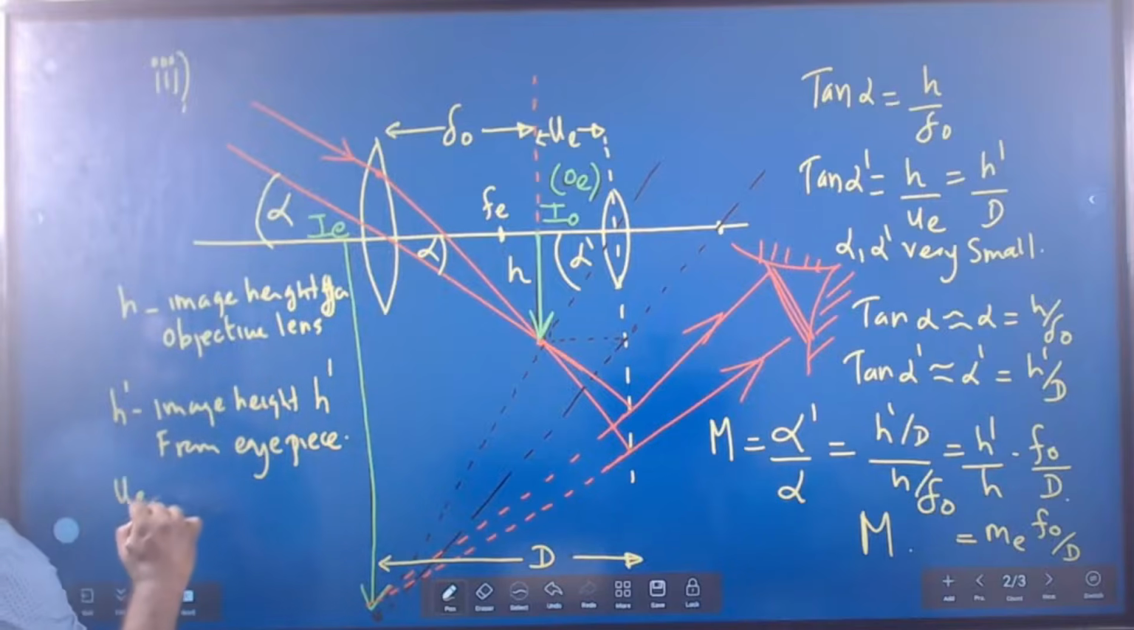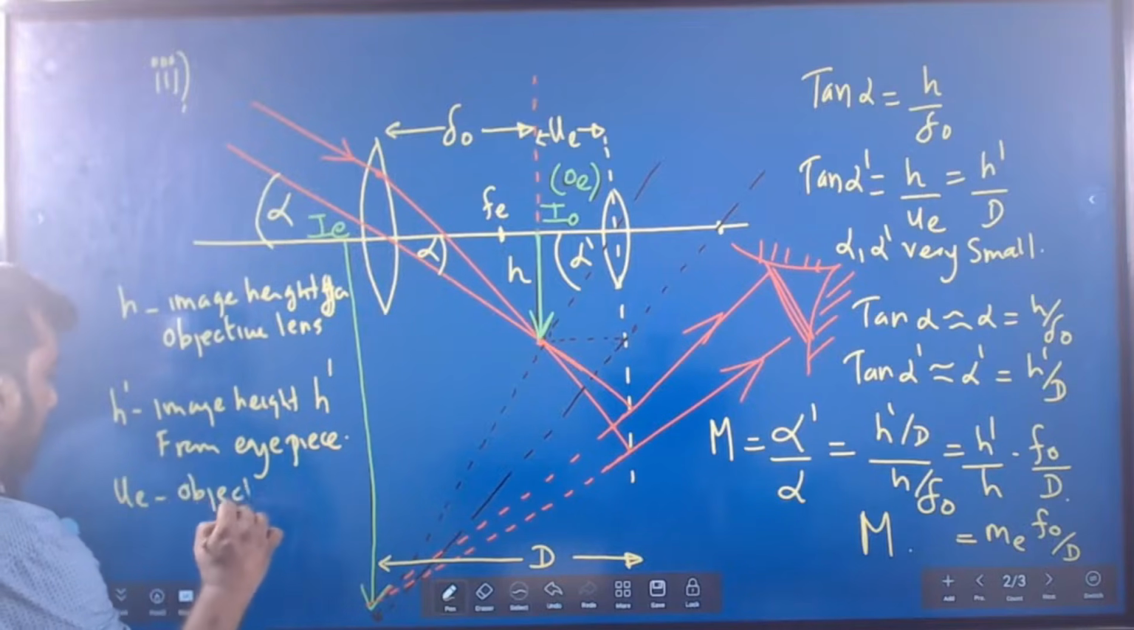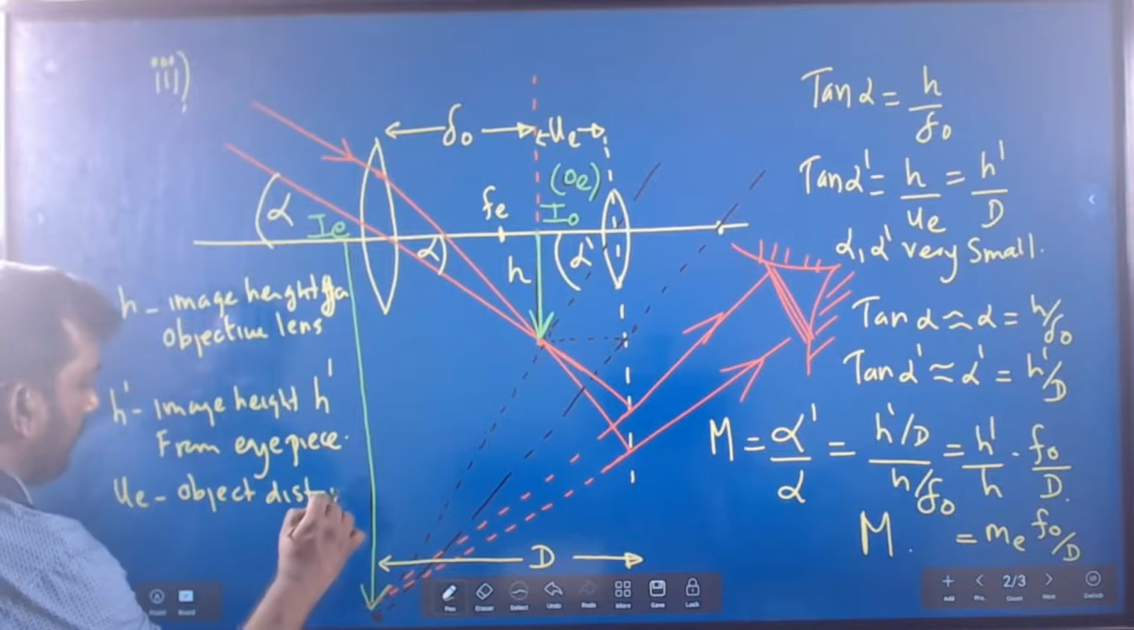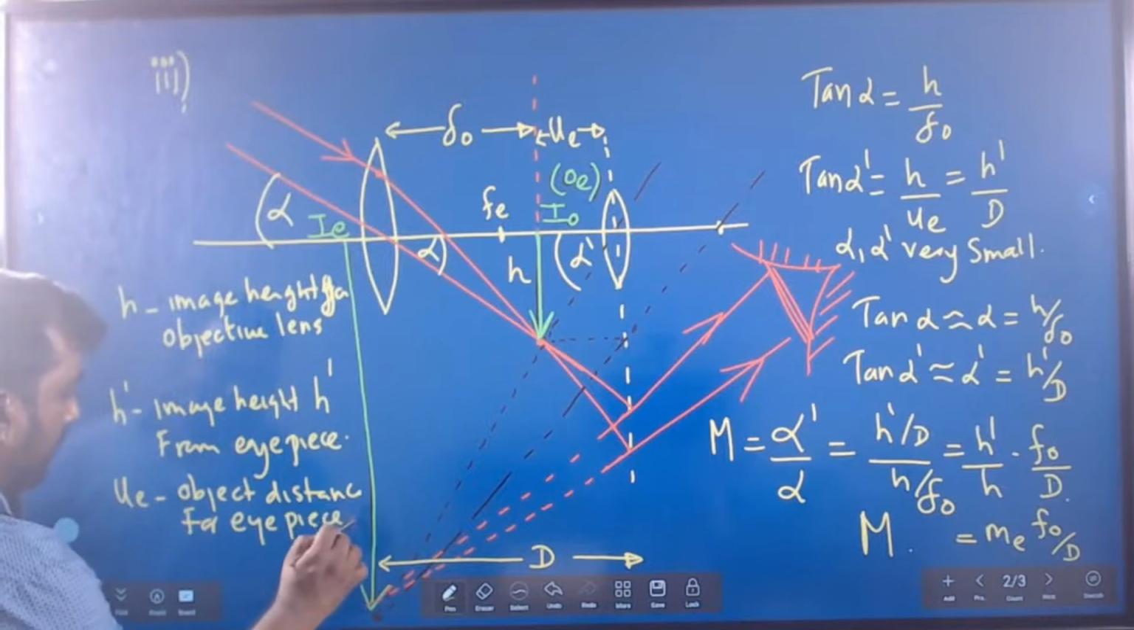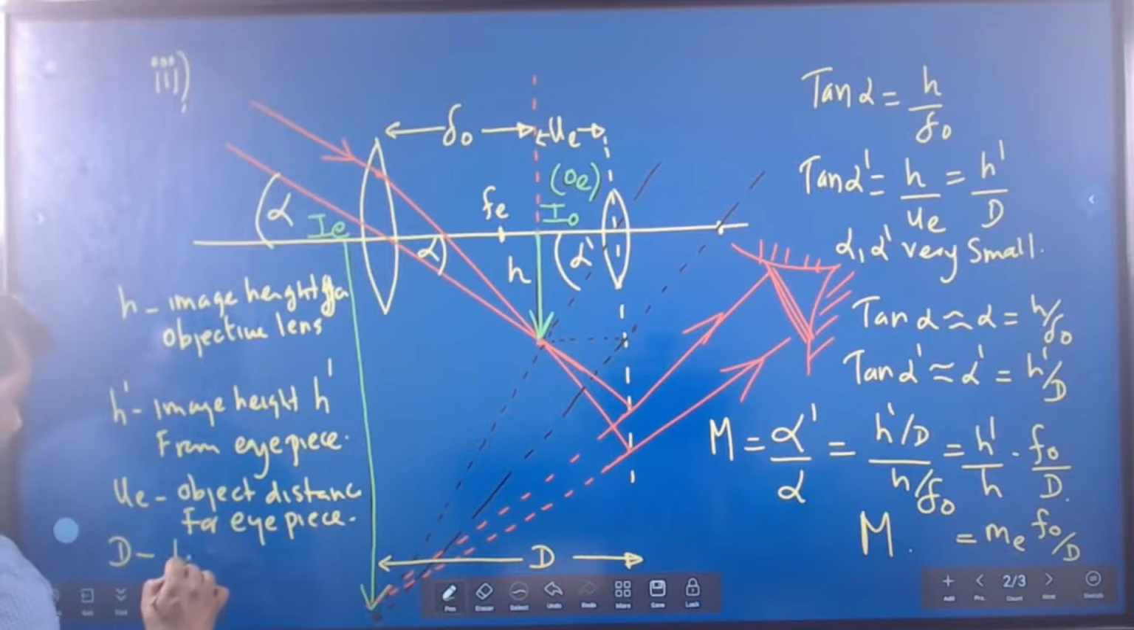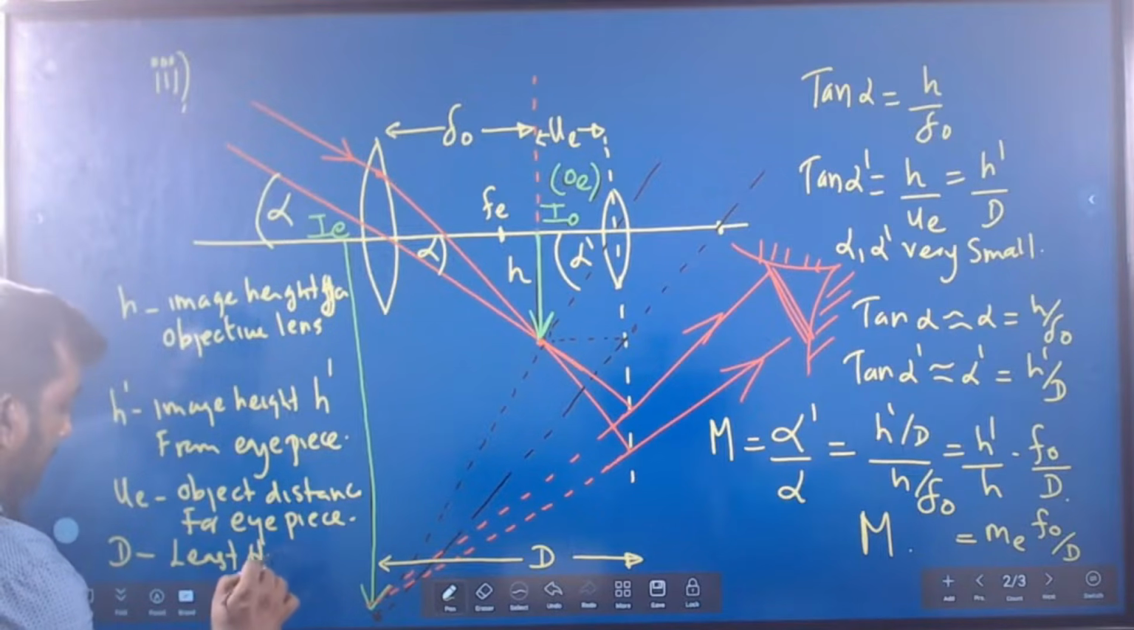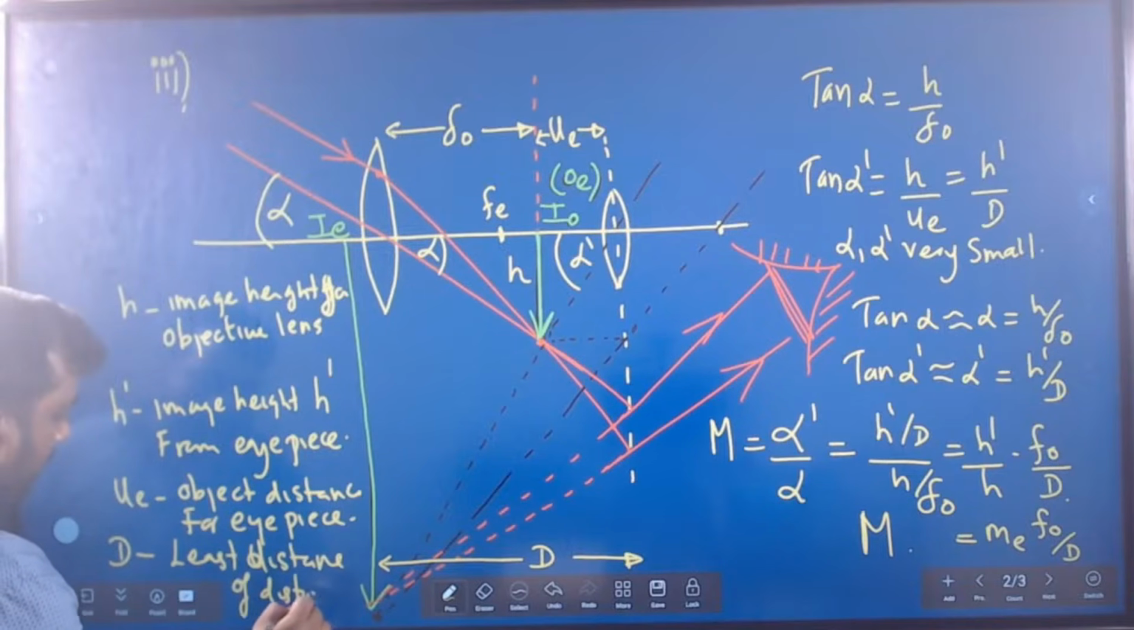UE is the object distance for the eyepiece, capital D is the least distance of distinct vision. All new terms you have to define, at least once write it.